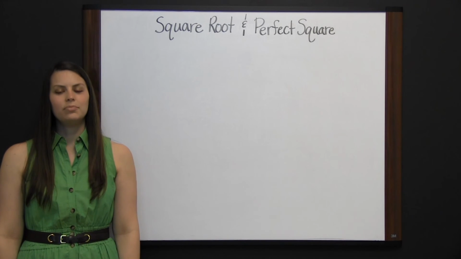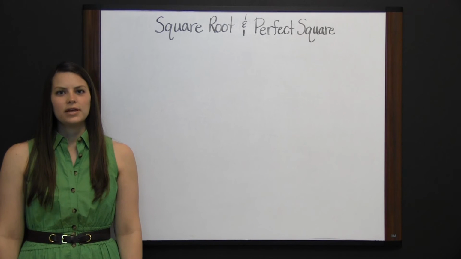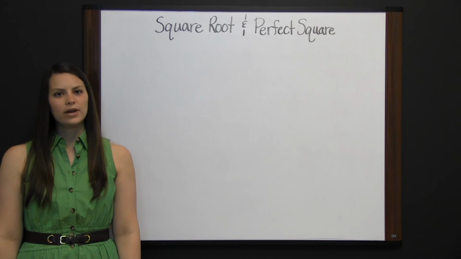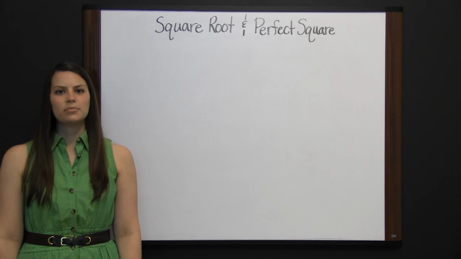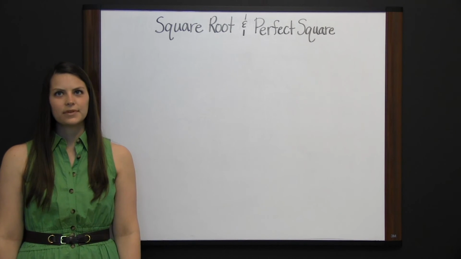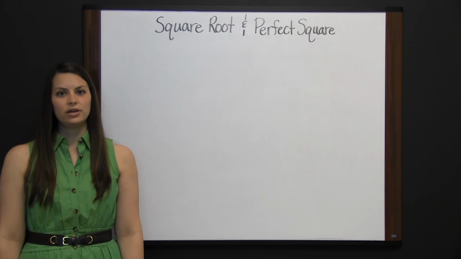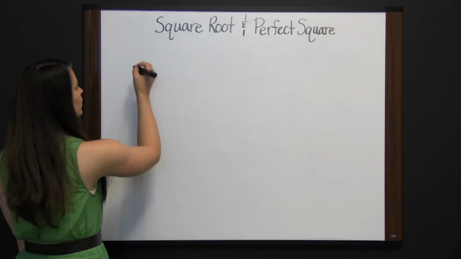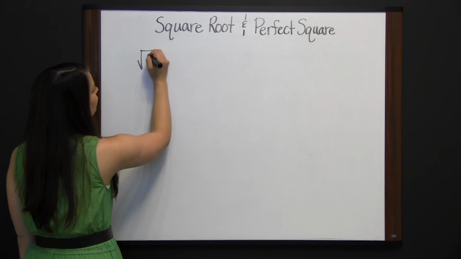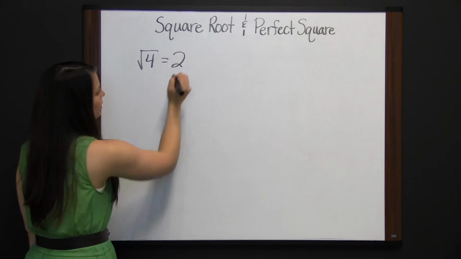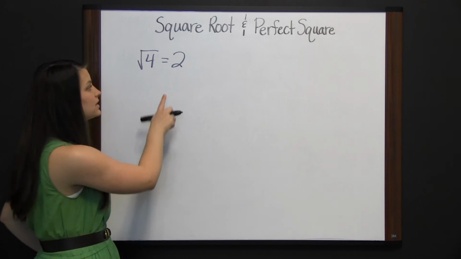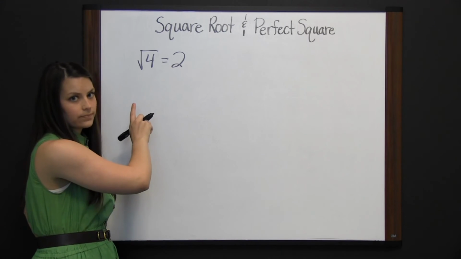Square root and perfect square. The square root of a number is the reverse of squaring a number or raising a number to the second power. The square root is the number that when multiplied by itself equals that value. For instance, the square root of 4 is 2, because 2 times itself is 4.